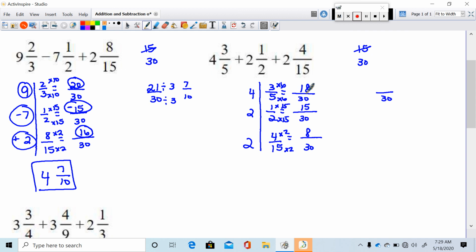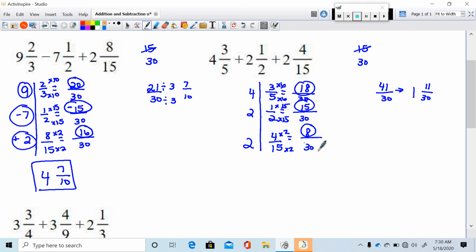And like I said, everything's positive here, so we're just going to add these together. So 18 plus 15 plus 8 is 41. However, this is an improper fraction, and we need to change it to a mixed number. So here's how you do that. You keep your denominator. 30 goes into 41 one time. It doesn't go in twice, because that'd be 60, which would be too big. Since there's a 1 out here, you can just subtract these numbers to get the numerator. So 41 take away 30 is 11.